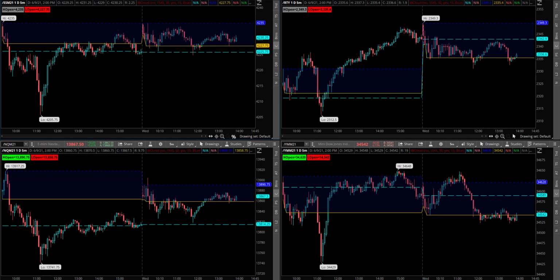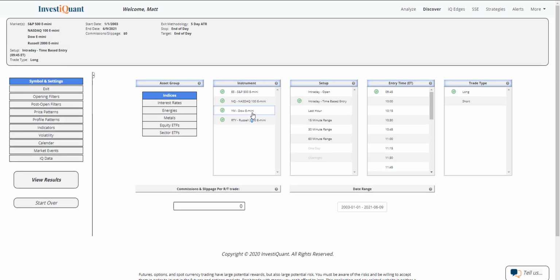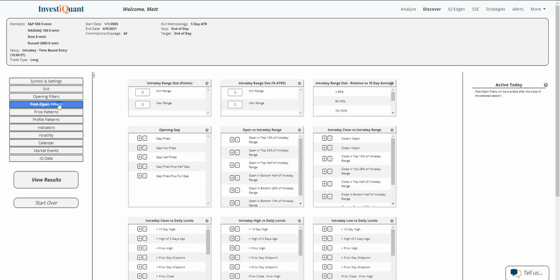But what we're going to be looking at this afternoon is what has happened historically when you have a bearish outside day like we had yesterday, followed by an inside day that is forming into the close and trading below the open like we currently are. So let me go ahead and set this up. I have selected all four instruments. The time-based entry is set to 3 p.m. Eastern time. Next, I'm going to say that we are trading below the open at the time of entry, and by coming to the post-open filters and selecting the close is below the open, that'll add that piece of information.